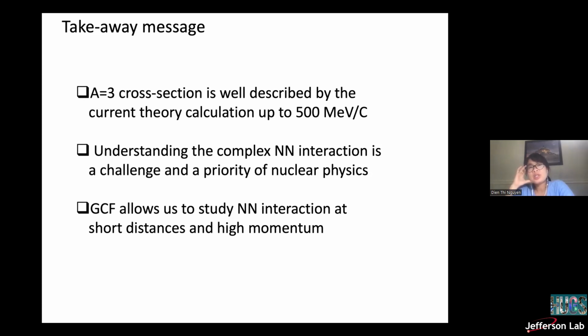The next one to take away is that in the GCF, we can extract that contact term, and it plays the role of the effective theory for the SRC. It is working well, and it will allow us to study the NN interaction at short distance and high momentum for different types of nuclei. So I can stop this lecture here and take questions if you have any.